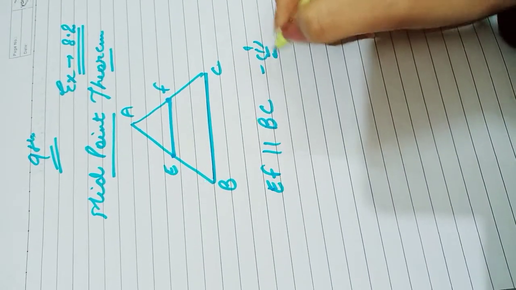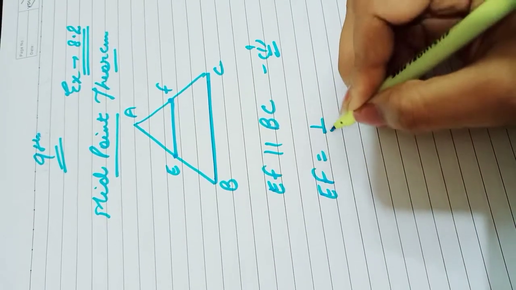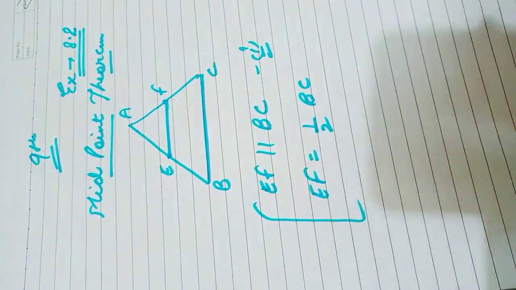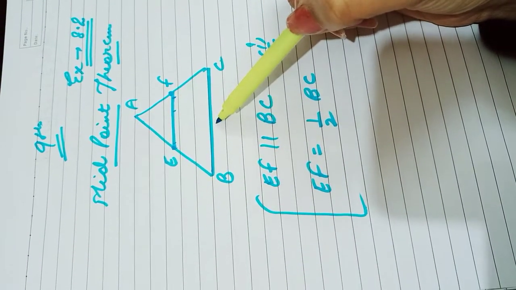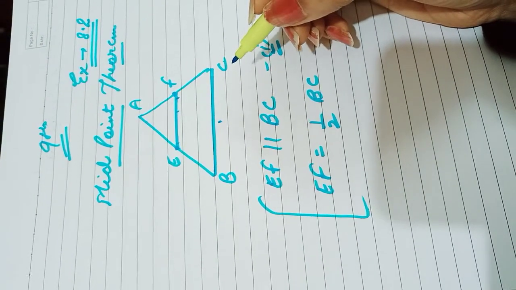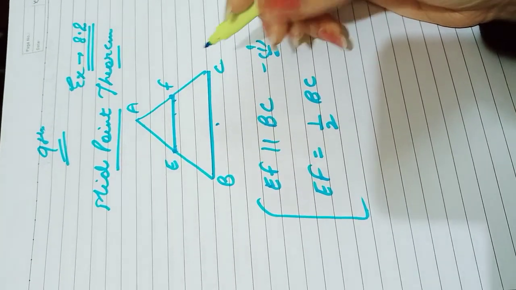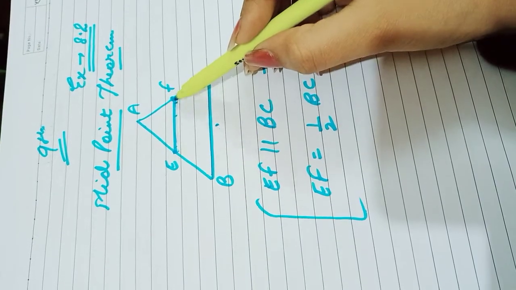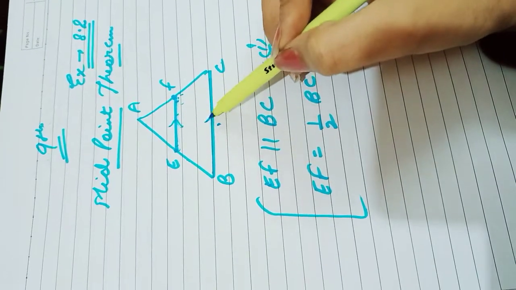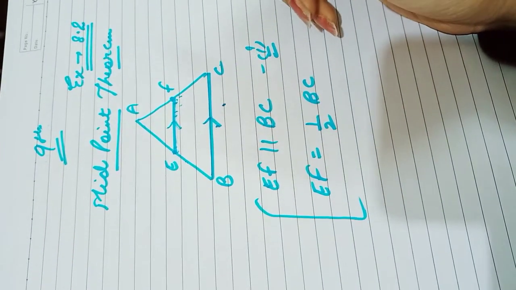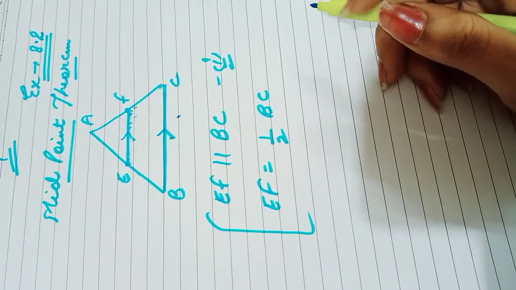First thing is this is the theorem. Second thing is EF would be half of BC by using the midpoint theorem. That is, the line joining the midpoints of any two sides would be half of the third side. This is the theorem. You must learn this first, then we will be able to do 8.2. When you join the midpoints of any two sides, it will be parallel to the third side and it would be half of BC. So on the basis of this theorem, I'm going to explain exercise 8.2.